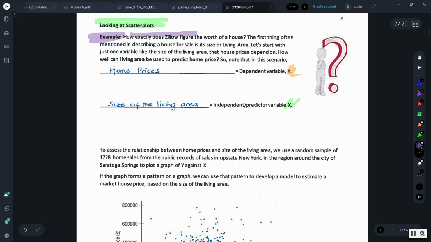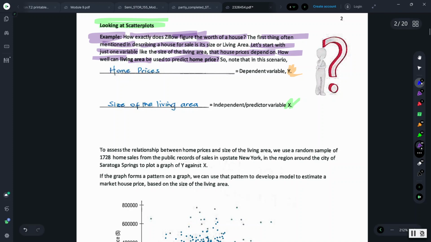How exactly does Zillow figure out the worth of a house? Usually, most times when people want to buy a house, the first thing often mentioned in describing a house for sale is the size of the living area. So let's start with just one variable, like the size of the living area. And we hope or we anticipate that the house prices will depend on this particular variable. The big question is, how well can living area be used to predict home prices?